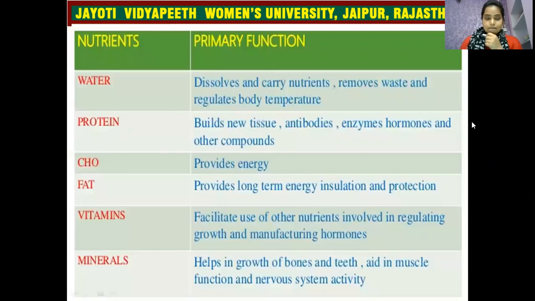So next, here are nutrients and their functions. Water dissolves and carries nutrients, removes waste, and regulates body temperature. Protein builds new tissue, antibodies, enzymes, hormones, and other compounds. Carbohydrate provides energy. Fat provides long-term energy, insulation, and protection. Vitamins facilitate the use of other nutrients and are involved in regulating growth and manufacturing hormones. And minerals help in the growth of bone and teeth, and aid in muscle function and nervous system activity.